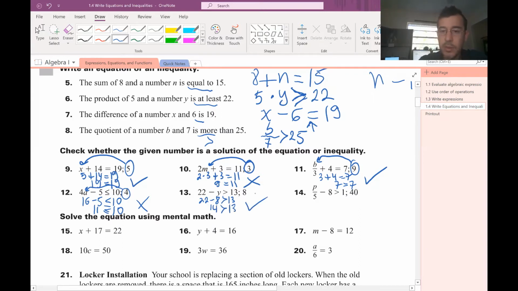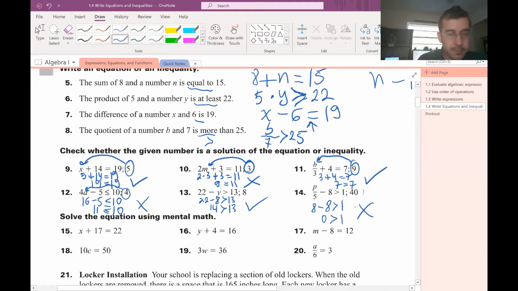Number 14, we substitute 40 for p. So 40 over 5, that is what? 8, because 5 times 8 is 40. So this is 8 minus 8 is greater than 1. 8 minus 8 is 0. So 0 is not greater than 1. So this is incorrect. Okay.